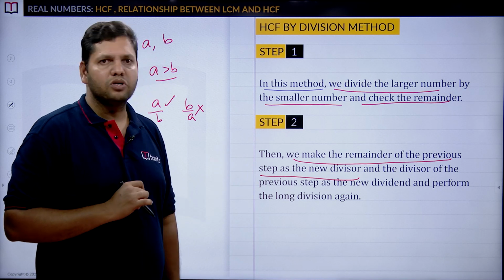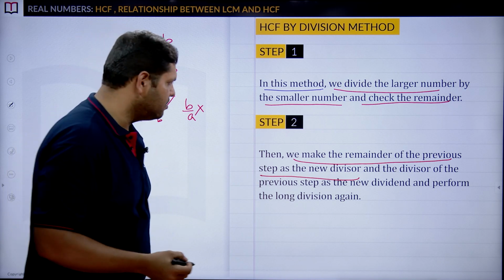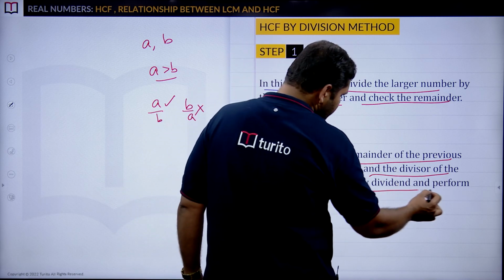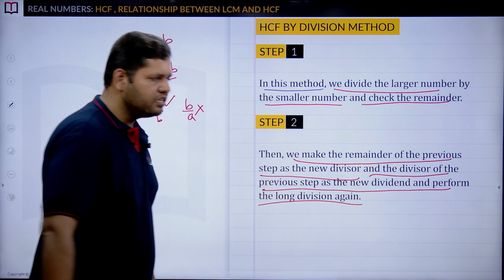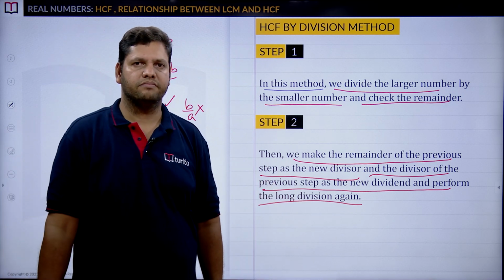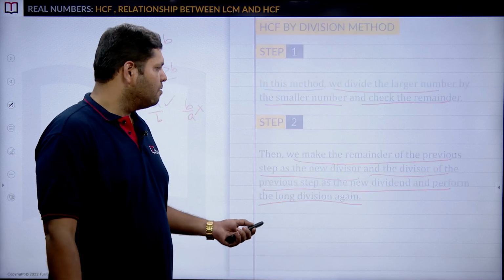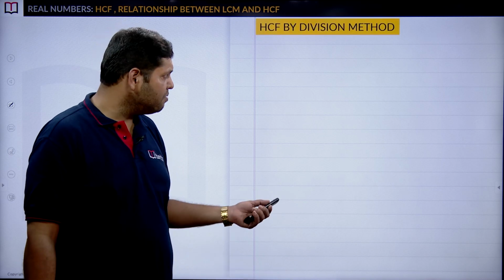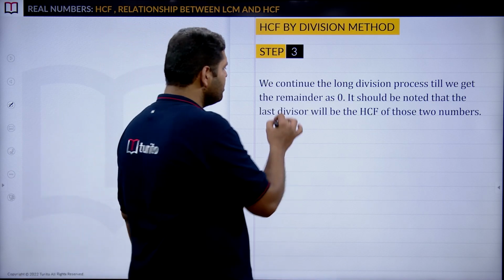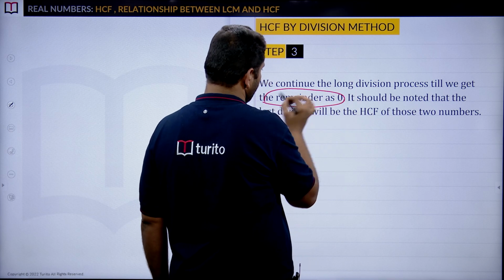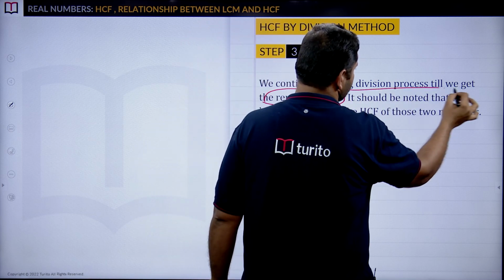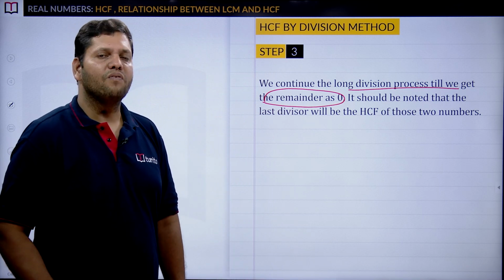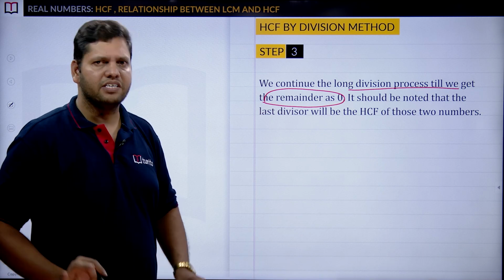So that is step number 2. Again we have to do the same division. The divisor of the previous step becomes the new dividend, and perform the same long division method. Okay. That is the second step. But how long do we have to do the same procedure? We have to do the same procedure till the remainder is 0. We continue the long division process till the remainder becomes 0. Once you get the remainder 0, you can stop the division, children.